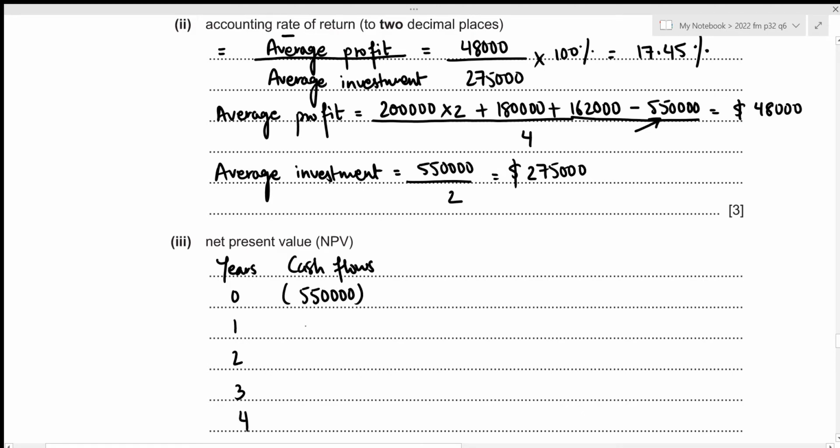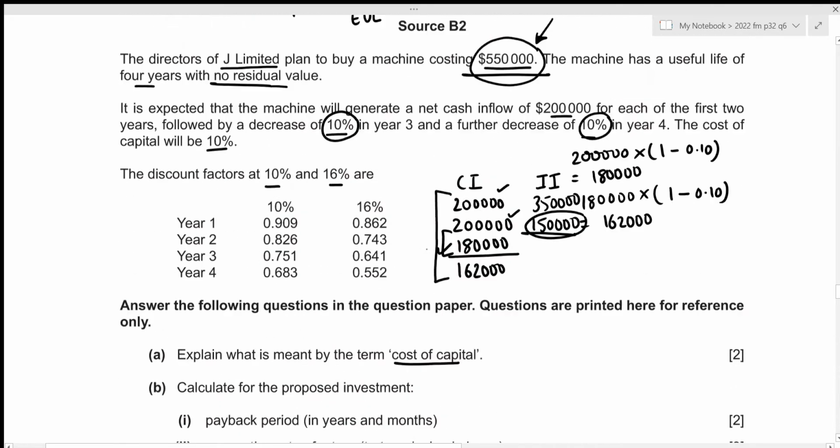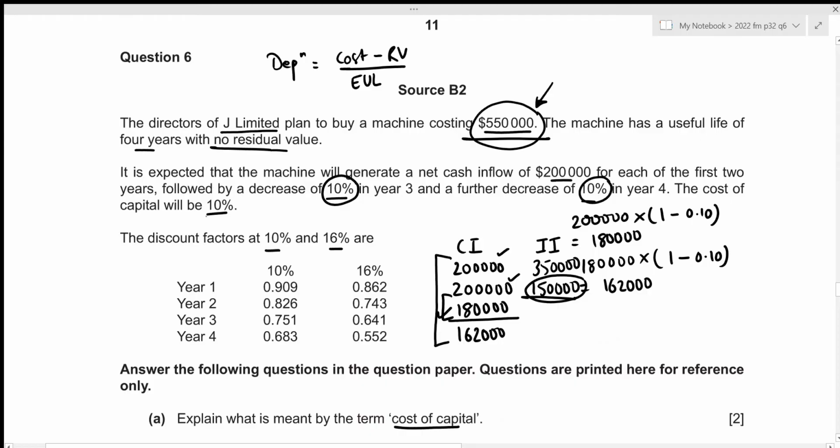Now the cash inflows for year 1 and 2 were 200,000. For year 3, it was 180,000. And for year 4, that was 162,000. All right. Now we just need to multiply these cash flows with our cost of capital. Let's have a look above. So the cost of capital is 10%, which means that we need to multiply it with the discount factors at 10%, which is given to be 0.909, 0.826, 0.751, and 0.683.